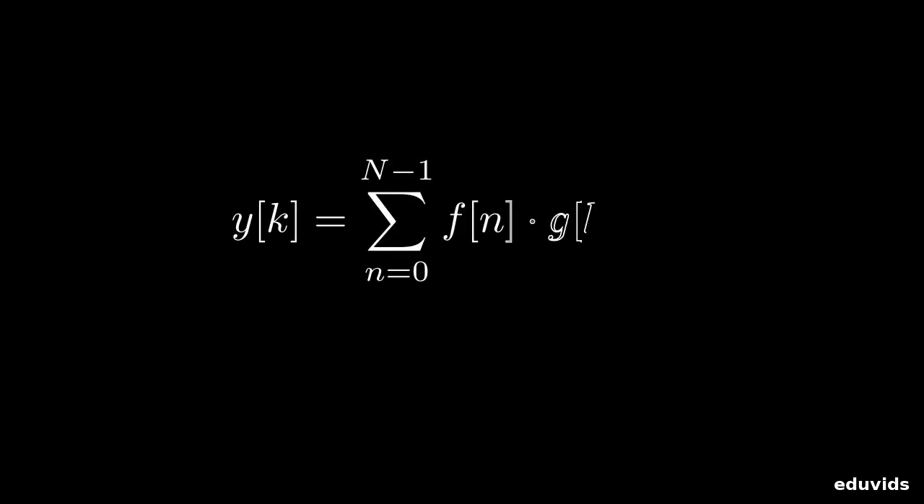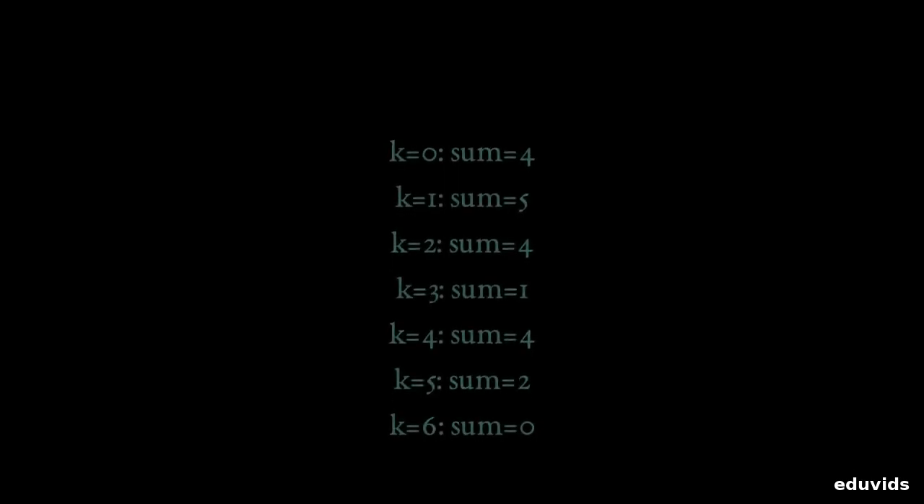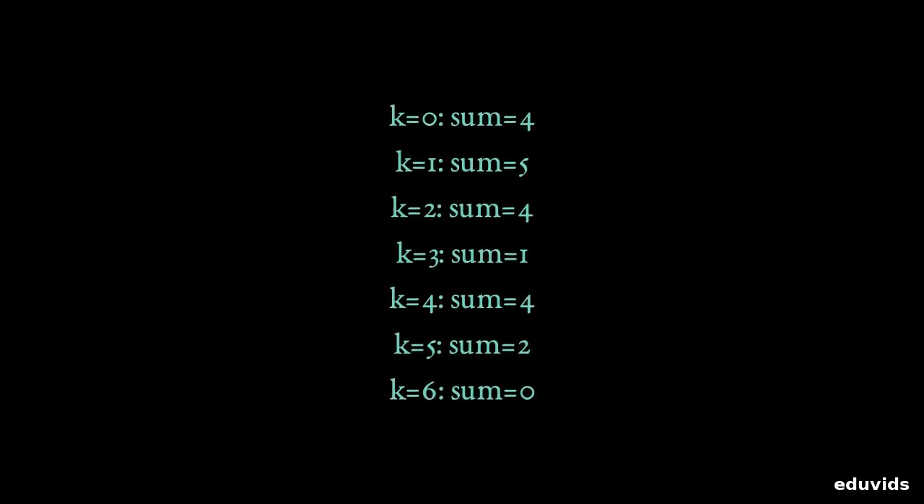Mathematically, we write this as y of k equals the sum of f of n times g of k minus n. Each part of the equation corresponds to our steps: flipping, shifting, multiplying, and summing. Here is the full numeric breakdown. For every shift k, we find the overlapping values, calculate their products, and sum them up to get our final result.